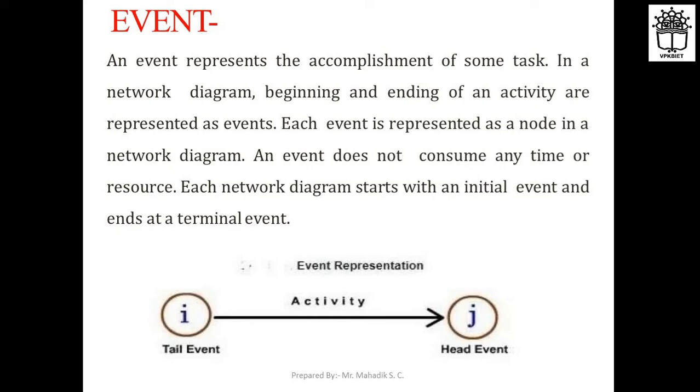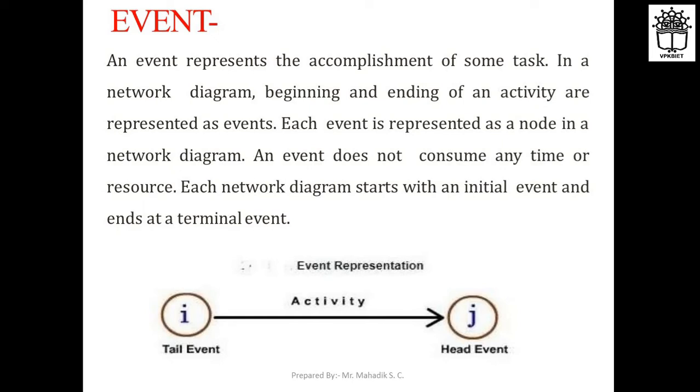You can see here in the bottom diagram, just one arrow representation is shown, which is used in the network diagram. Actually, you can see that I and J are the events. I is called the tail event and J is called the head event. Because the arrow is moving from left to right, the arrow is going towards J. So J is called the head event and I is your tail event.